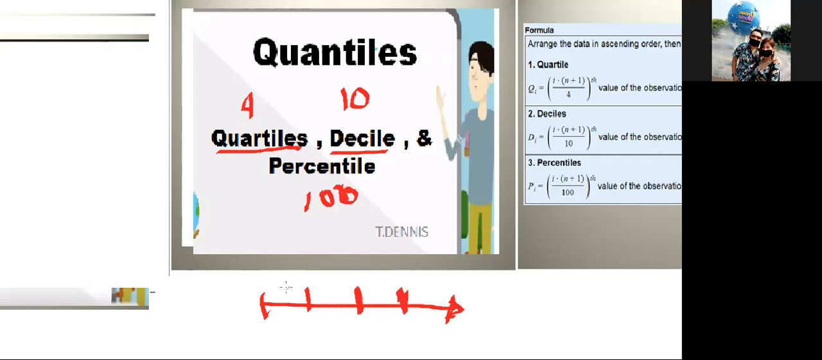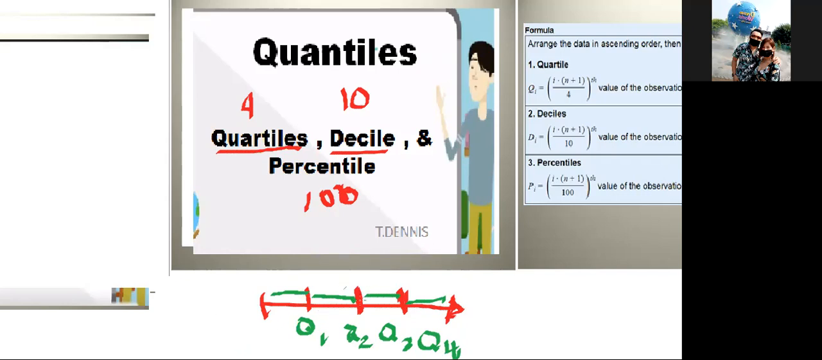So this part here, first part, is quartile number 1, then quartile number 2, quartile number 3, and we have quartile number 4. Basically this is how we illustrate quartiles. So we divide the data into four equal parts.